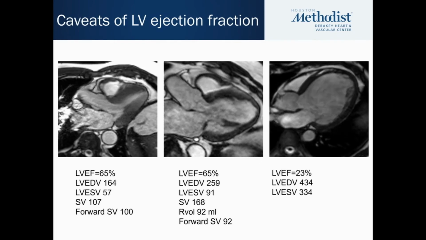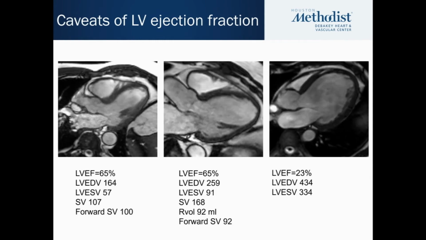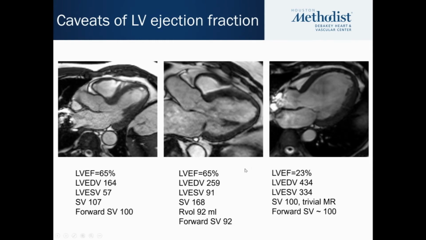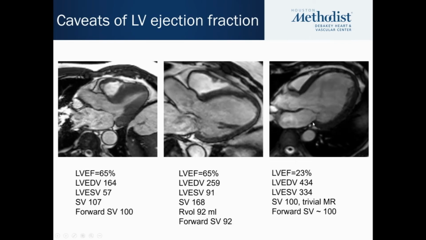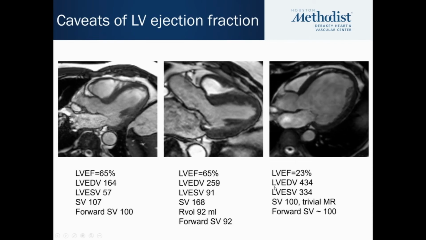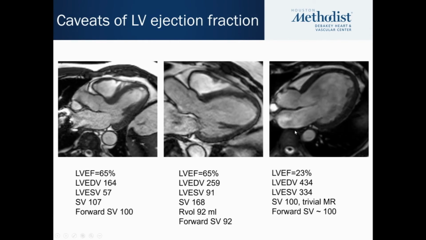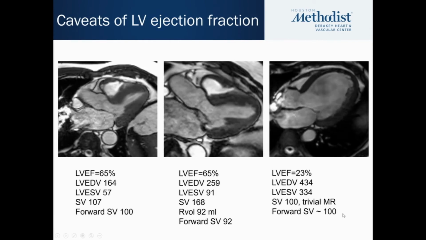LVEF very low, and diastolic volume huge, 434. But this patient only has trivial MR. Notice this, what I like to call a puff of MR. And the stroke volume we calculate independently by CMR is also 100 cc's.